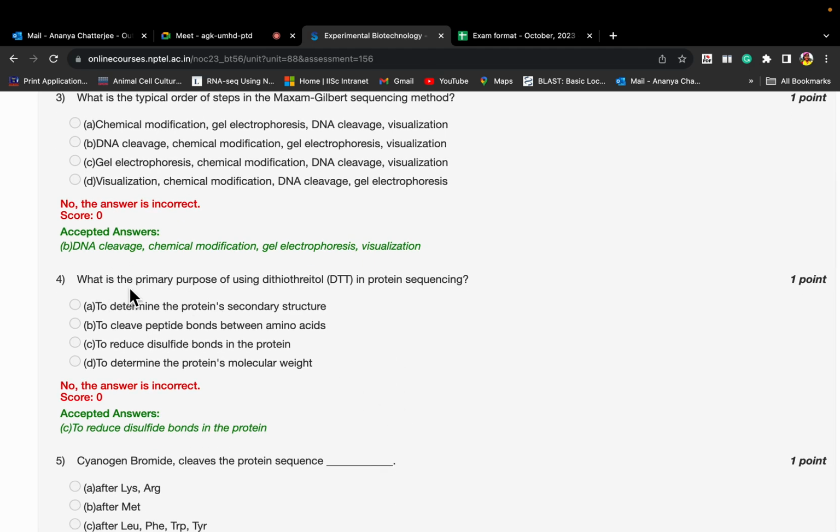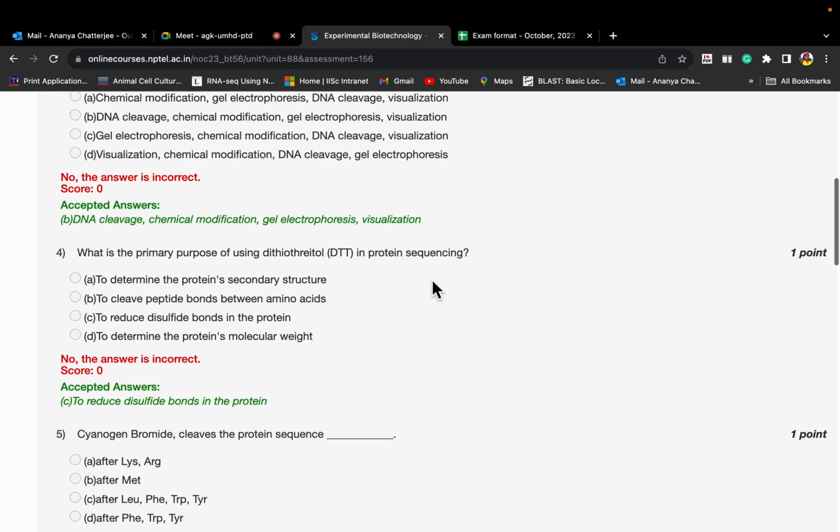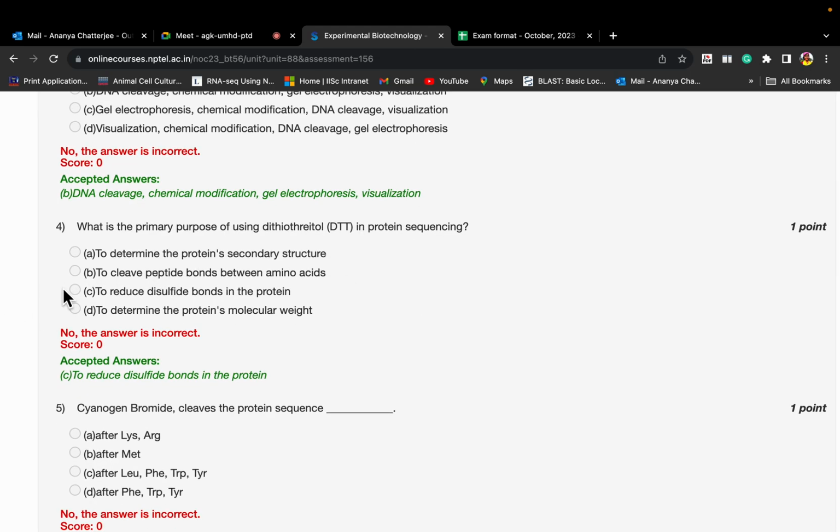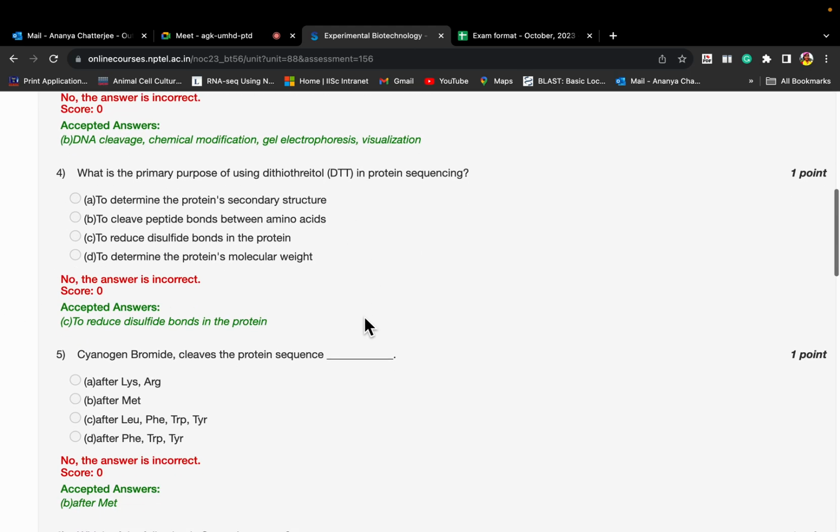Next question, what is the primary purpose of using DTT in protein sequencing? Options: to determine the protein secondary structure, to cleave peptide bonds between amino acids, to reduce disulfide bonds in the protein, to determine the protein's molecular weight. DTT is used as a reducing agent which reduces disulfide bonds if those are present in your protein. So the answer is option C.